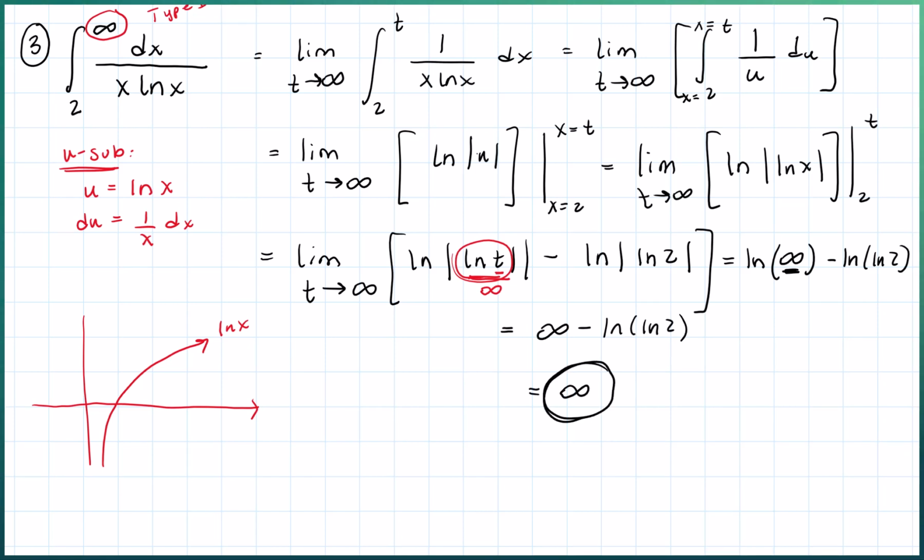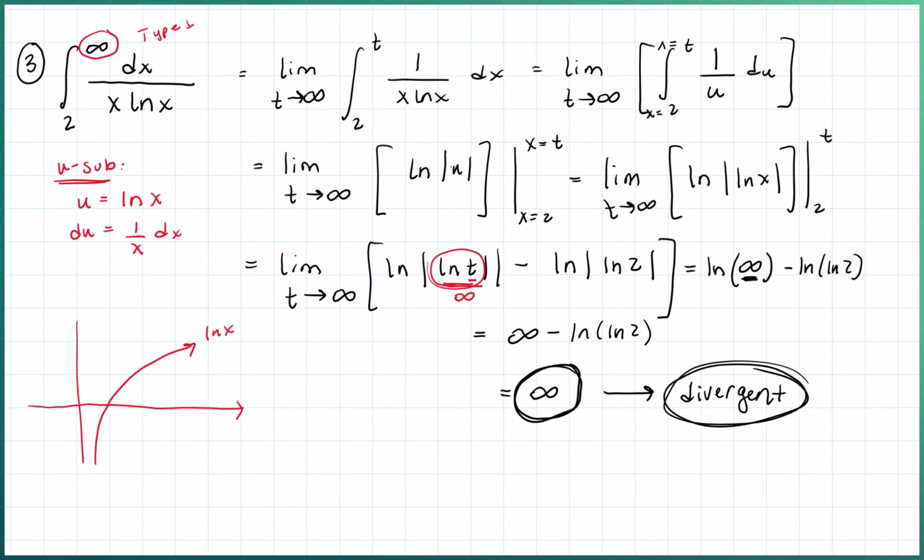And since this is infinite, what that tells me is that this is a divergent integral. This diverges, it does not converge. So it's a type 1 divergent integral. We can show that through our integration and limit work here.